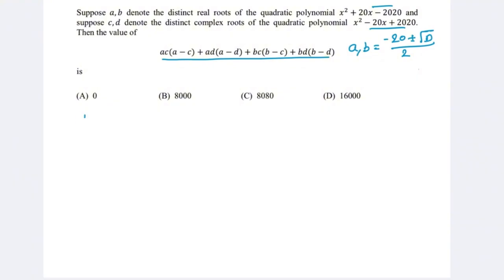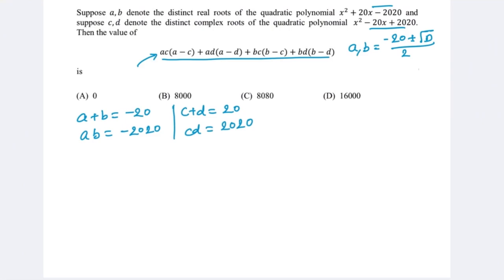We know that the sum of roots is minus b upon a, and the product of roots is c upon a, which is minus 2024 for the first equation. And for the second one, can we simplify this expression so that we can use these expressions to find the value?